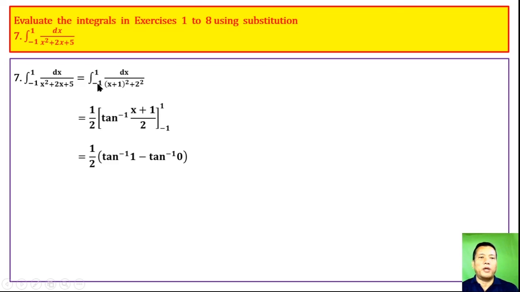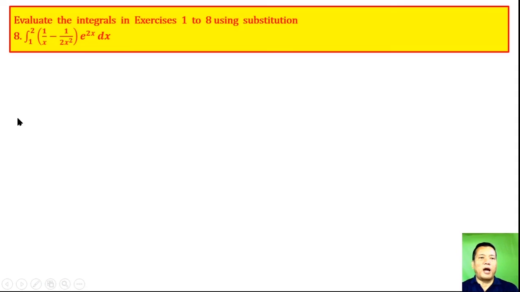the upper limit at the top and the lower limit at the bottom, which is a symbol whose value is: x is replaced by 1, we get tan inverse 1; x is replaced by minus 1, we get tan inverse 0. Tan inverse 1 is pi by 4, tan inverse 0 is 0. Therefore, we get pi by 8, which is the value of the given definite integral.